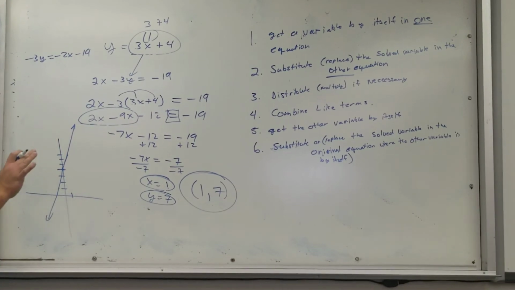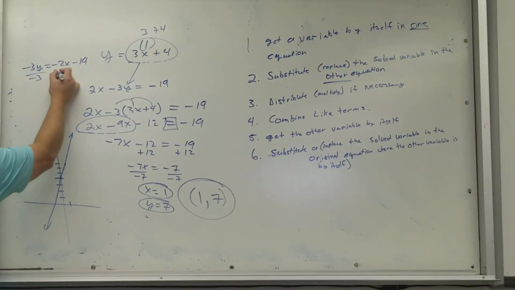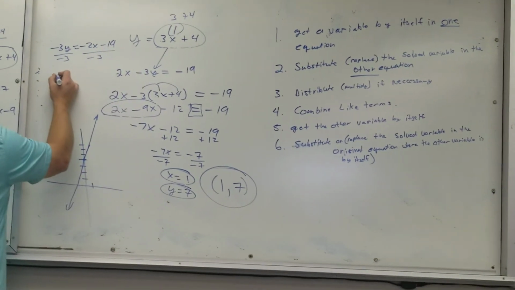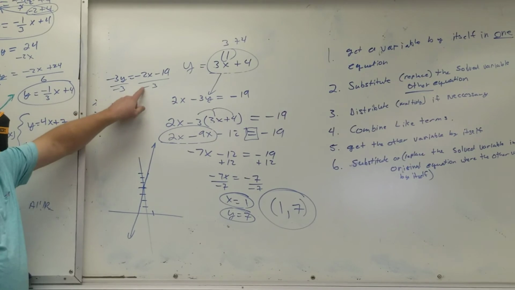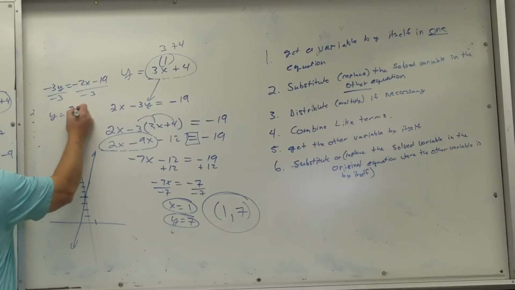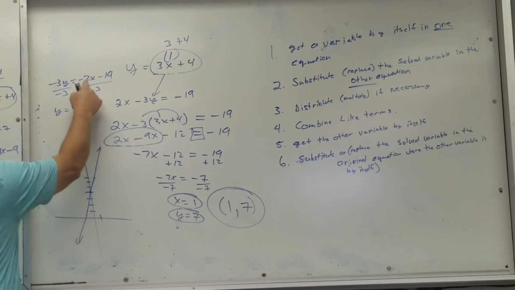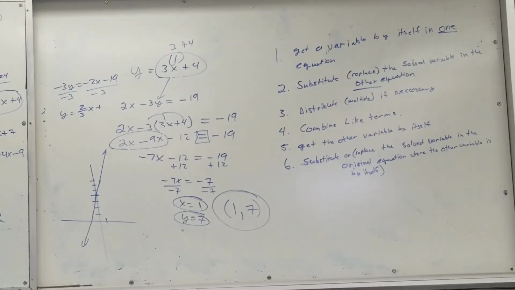Now I want to divide by what? Divide by negative 3. Don't forget the negative. And this is why it's harder to graph, Canyon. Take the whole thing. Because when I do this, what's a negative divided by a negative? Positive. So 2/3 x, and then I have plus 19/3.